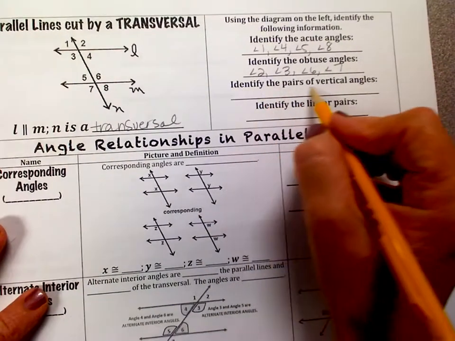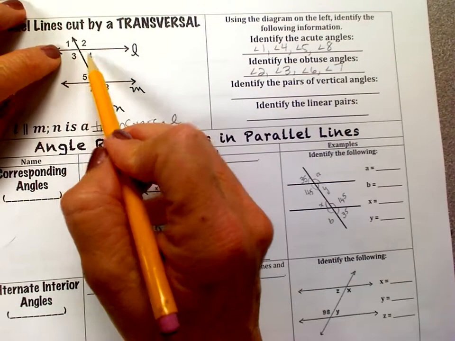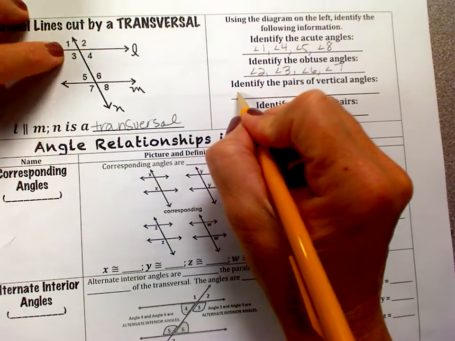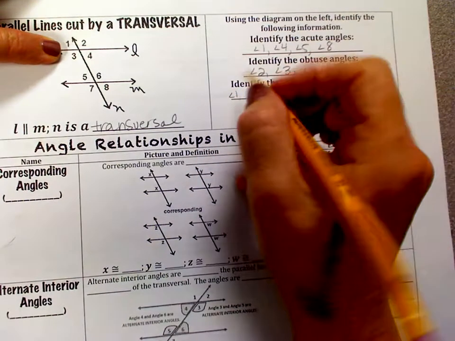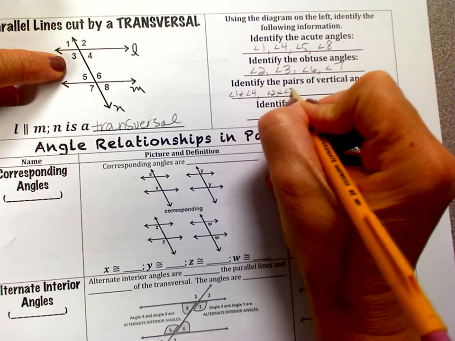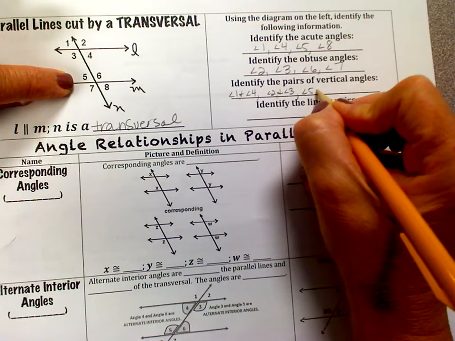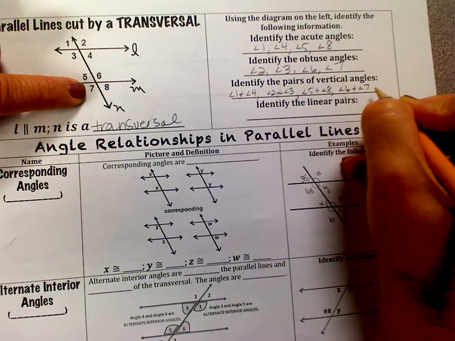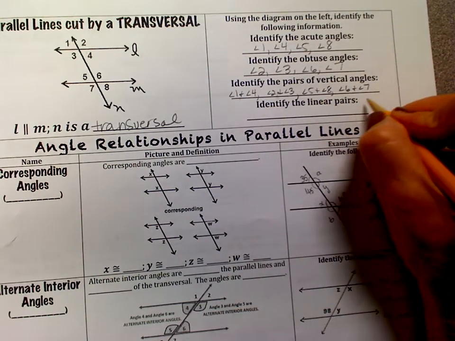Okay. Identify the pair of vertical angles. So which ones are vertical? Which ones are opposite of each other? They share the same vertex and they're the same measurement. So we have angles 1 and 4, angles 2 and 3, angles 5 and 8, angles 6 and 7. Those are vertical pairs.